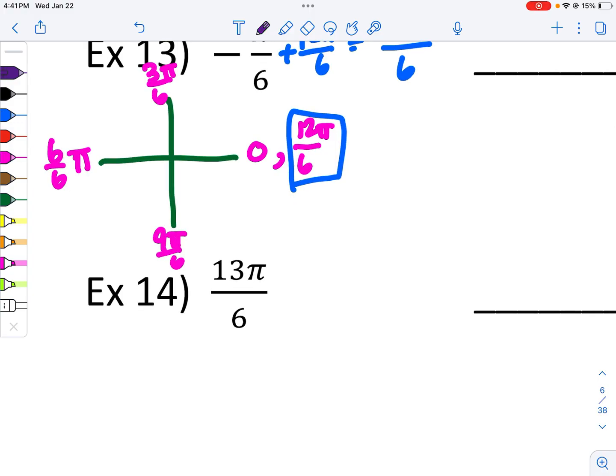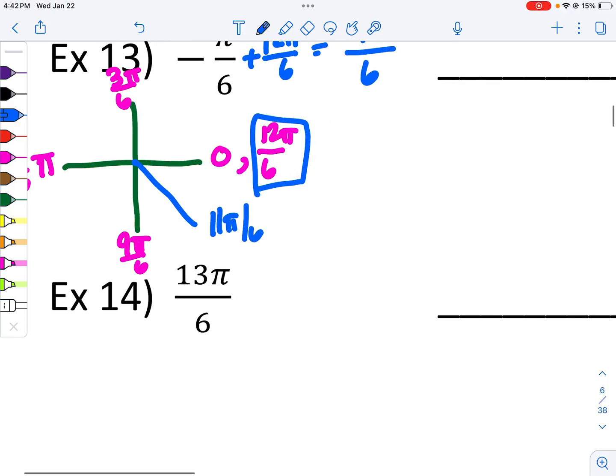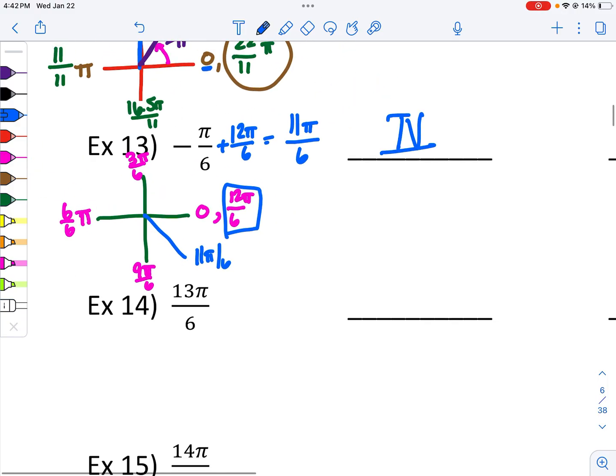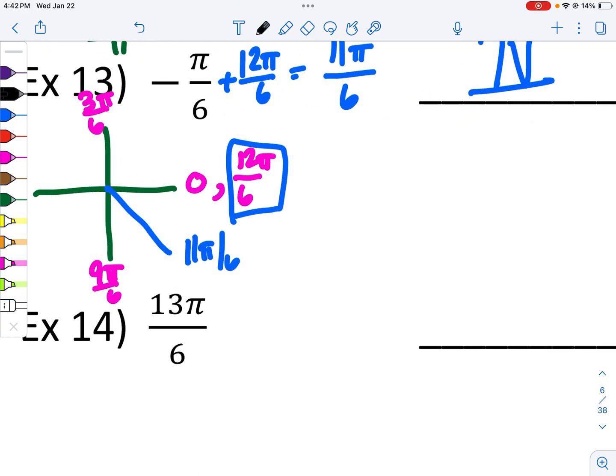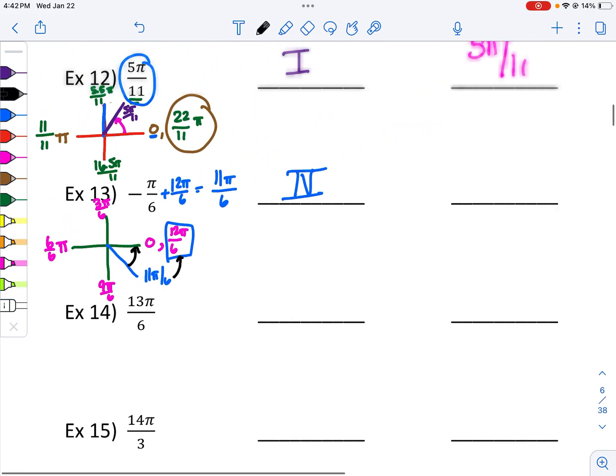So if I start at 0, I go up to 3, I go over to 6, I go over to 9. So 11 pi over 6 has to be somewhere here in quadrant 4. And then just like we did with our reference angles, how far is that from 12 pi over 6? From 11 pi over 6 to 12 pi over 6 is just 1 pi over 6. I can either put the 1 in front, or I can just call it pi over 6, because that implies there is a 1 in front.